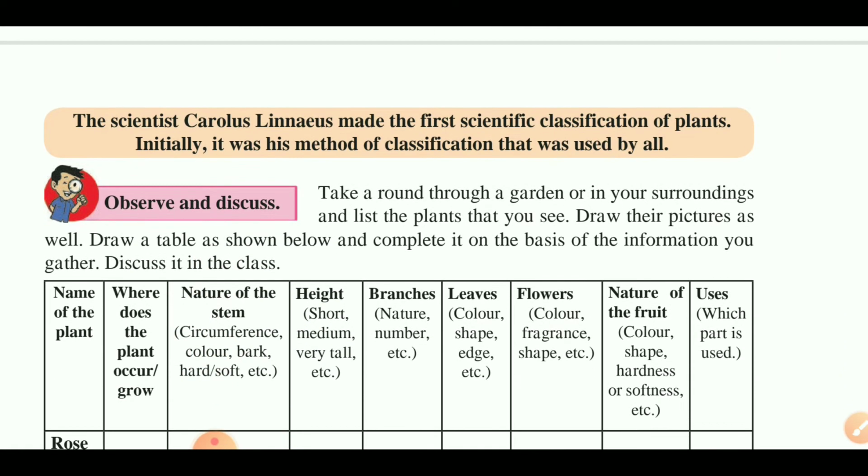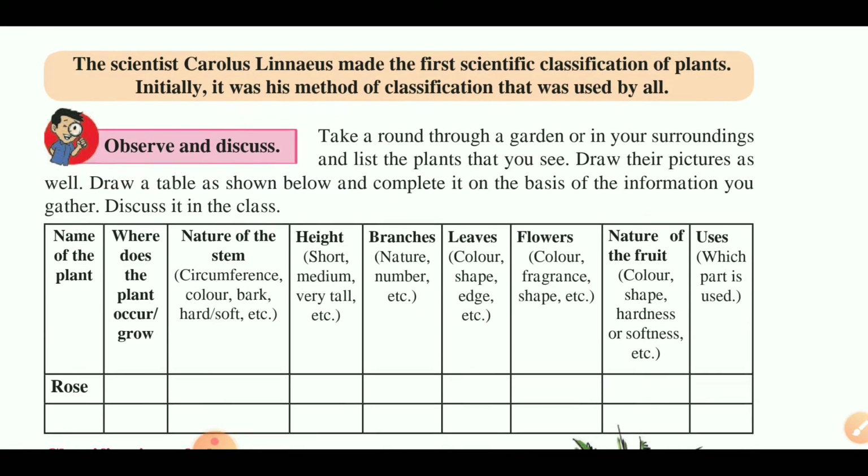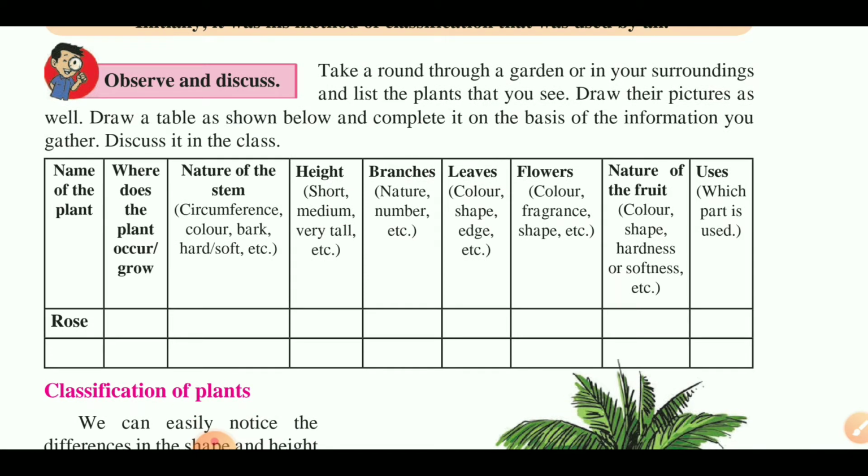Scientist Carolus Linnaeus made the first scientific classification of plants. Initially, it was his method of classification that was used all over the world. Now, he is making some diagram or chart for the need of classification of plants.